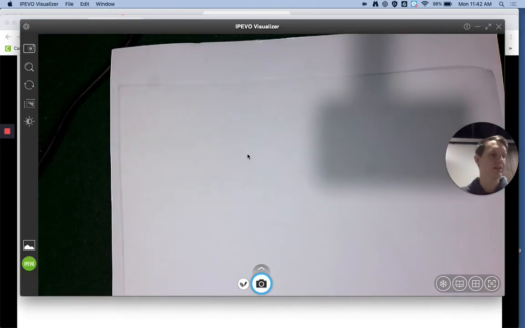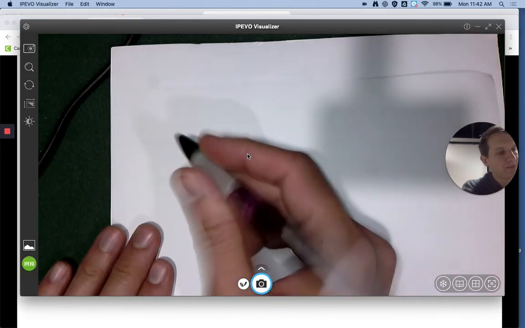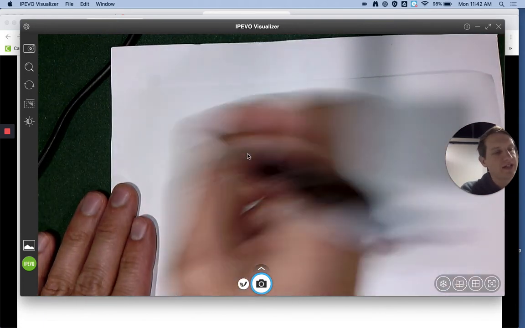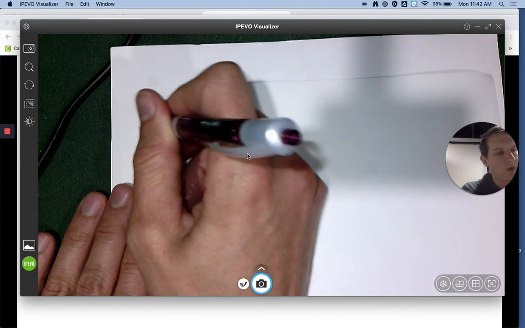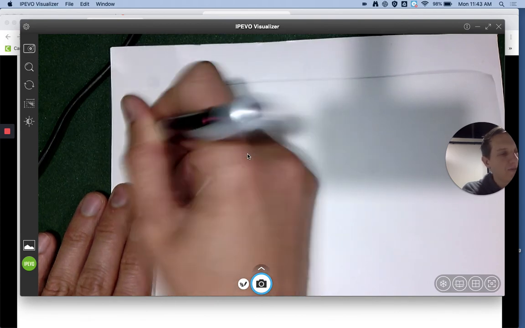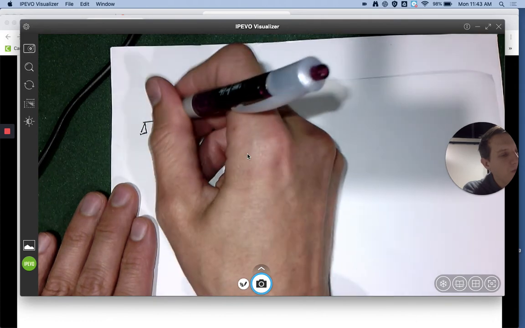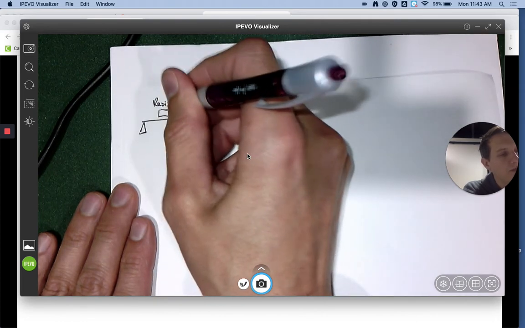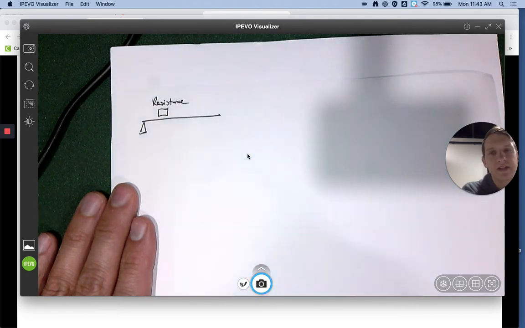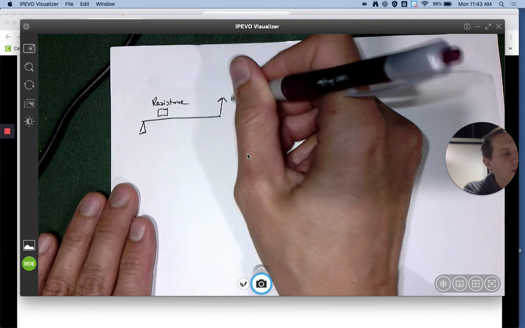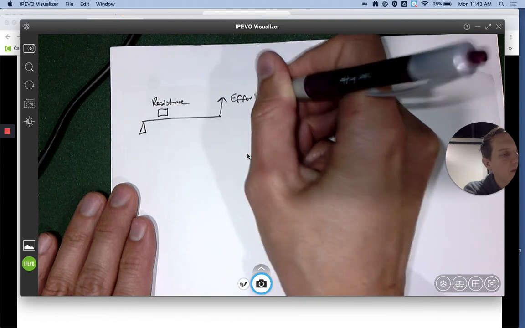So let's draw this out here. So we've got a lever. Now it doesn't say if it's a first or a second class lever. Either one would work for this. I'm going to draw a second class lever. So we've got our resistance here. This is the output. This is the load. This is the thing we're trying to lift. And then our effort is going to be here. I represent that with an arrow.